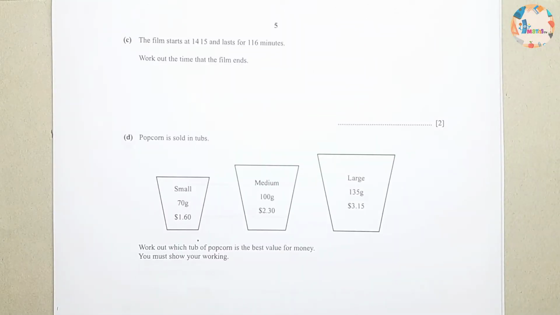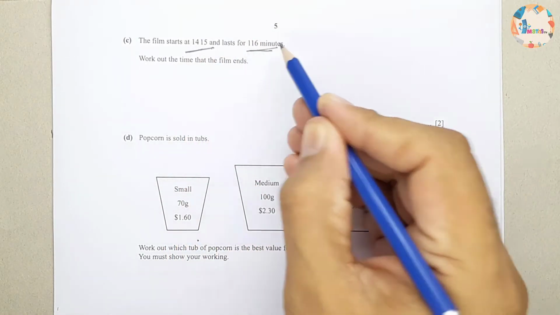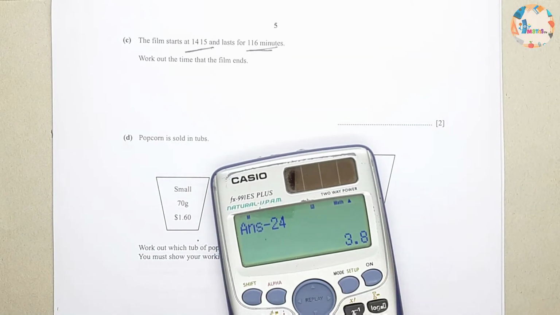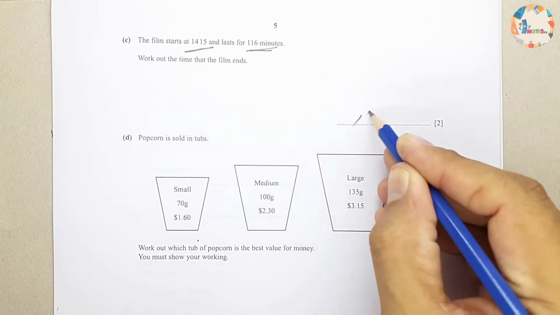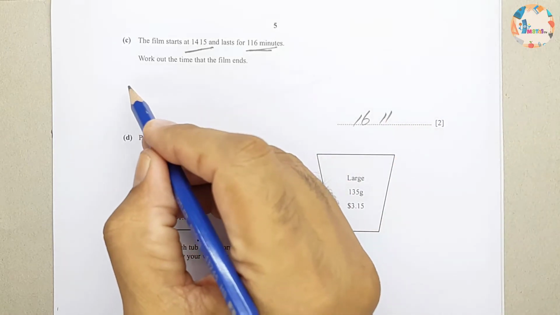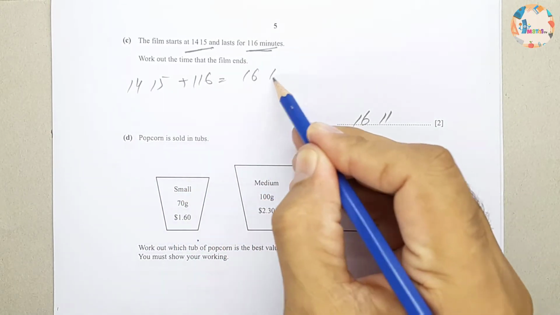Then C part, the film starts at 14:15 and lasts for 116 minutes. So this is the starting time, this is the duration. Work out the time. So 14 hours 15 minutes plus 0 hours and 116 minutes, and the answer will be 16:11. So we can write here 16:11, and for the working we can write this plus 116, this will be equal to 16:11.